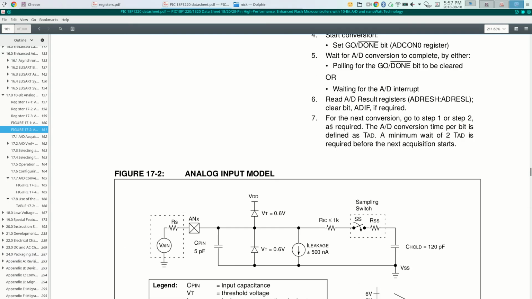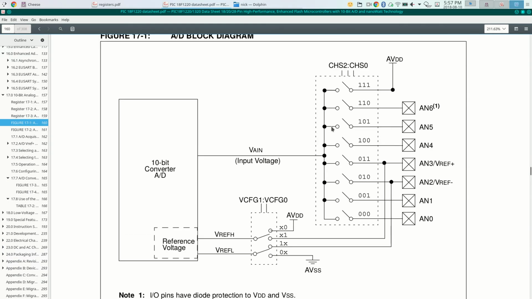And once you're holding that input voltage, well, now this thing called an A to D converter reads that and basically converts it to a digital number. And that digital number gets stored in some file registers. And now you can process those file registers and see what the voltage was.